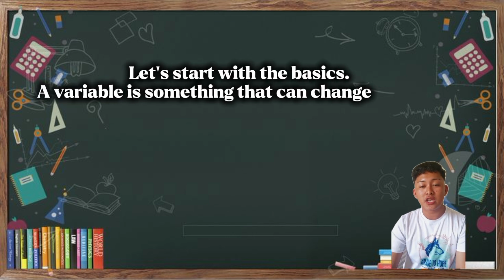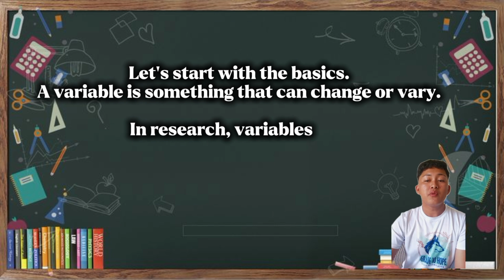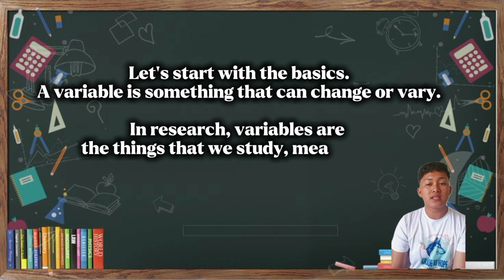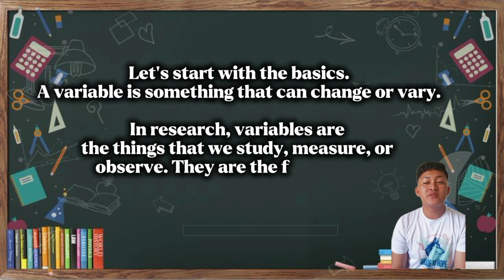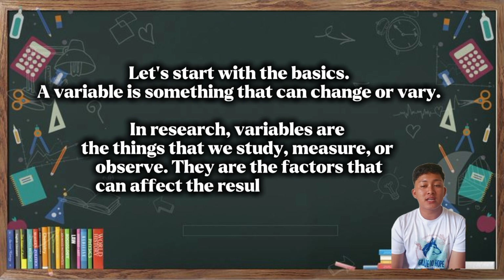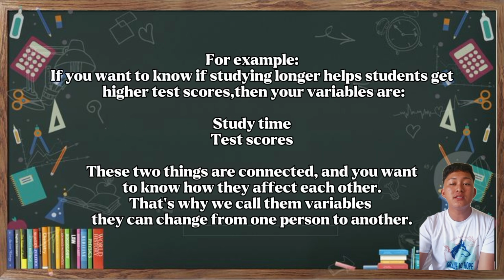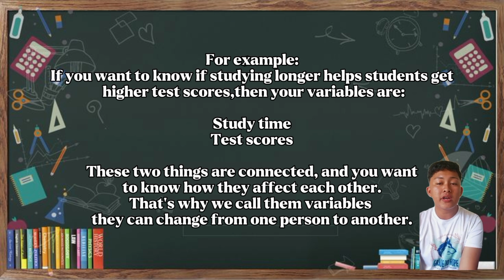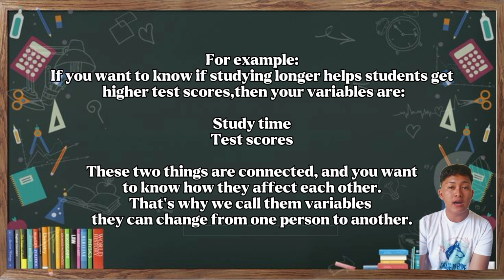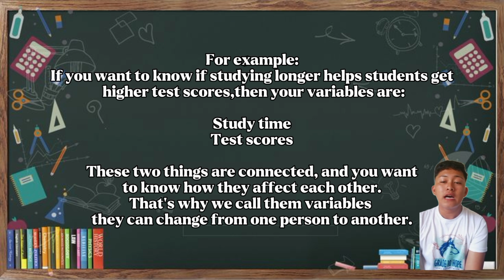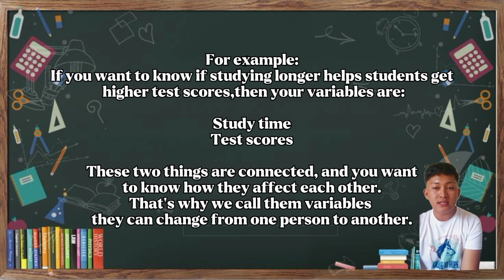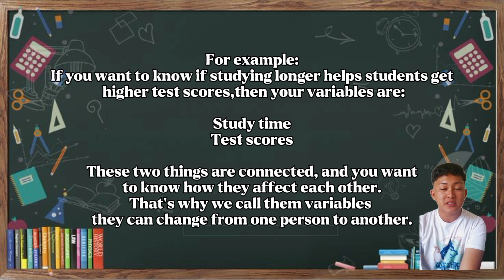A variable is something that can change or vary. In research, variables are the things that we study, measure, or observe. They are the factors that can affect the result of the study. For example, you want to know if studying longer helps students get higher test scores. Then your variables are study time and test score. These are two connected things that you want to know about, and they are called variables because they can change from one person to another.